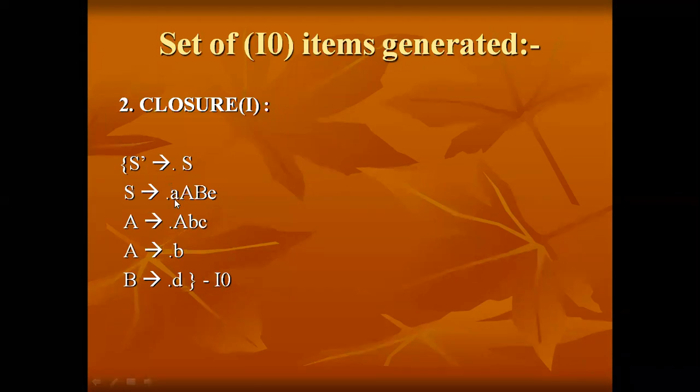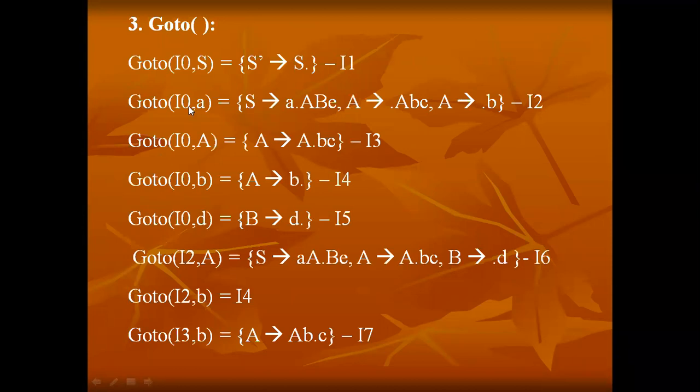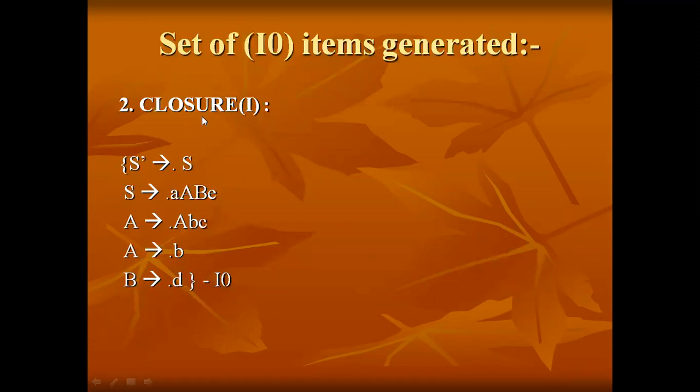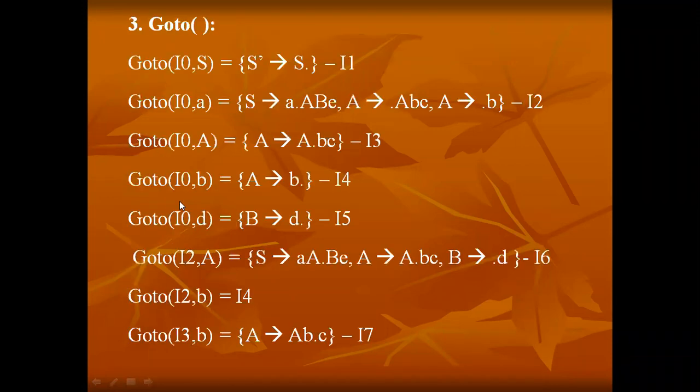I naught comma, and which symbol am I calling here? A. I naught with A, right? And this is before processing. That means the dot appears at the front of the A before processing. After processing, see the production rule. The dot moves forward. That means the dot appears after the terminal A. Before processing, it is before the terminal A, and after processing with the goto function, it is after.